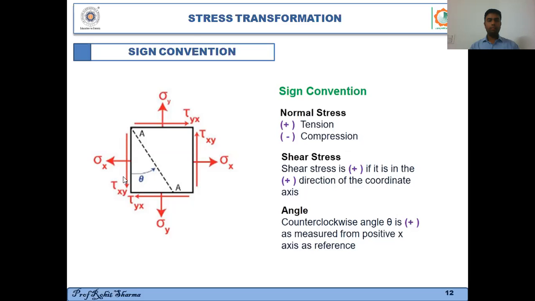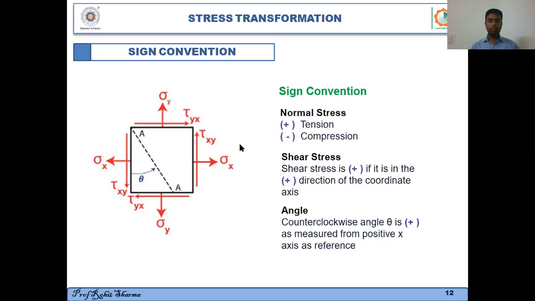Again, if I consider this shear stress, it is acting on the negative x face, and it is acting in the negative y direction, right? You might remember that negative into negative is nothing but positive. So this shear stress is also positive. Similarly, this shear stress is acting in the negative x direction, and it is acting on the negative y face. So this is again positive. So all the shear stresses are positive according to our sign convention, and all the normal stresses in this case are positive.